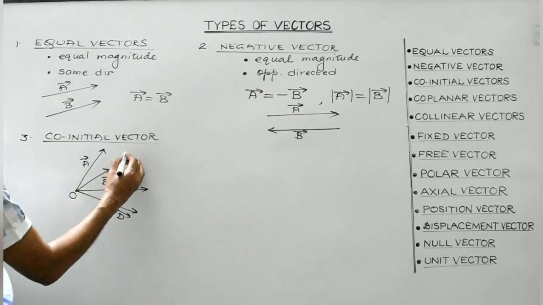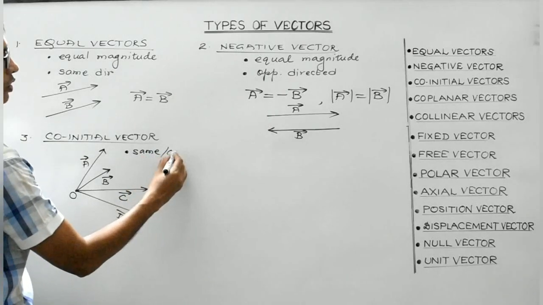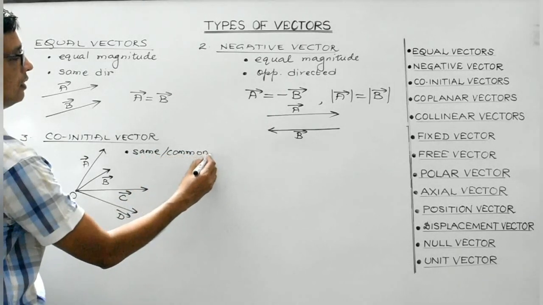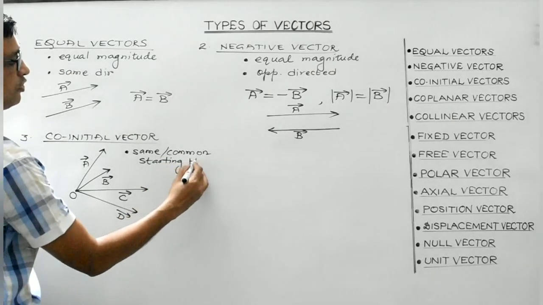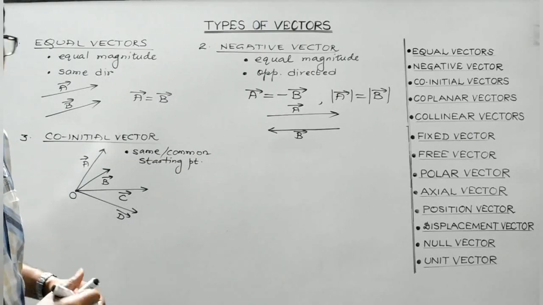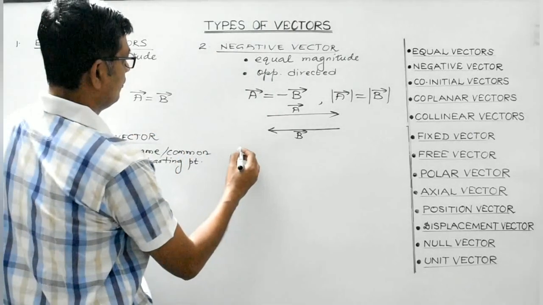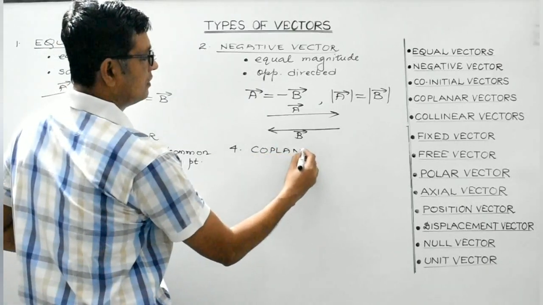So vectors having the same or common starting point or initial point are known as co-initial vectors. Right? Simple. Okay. Fourth one: coplanar vectors.